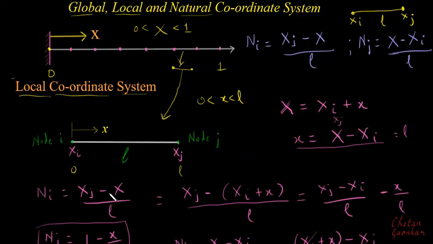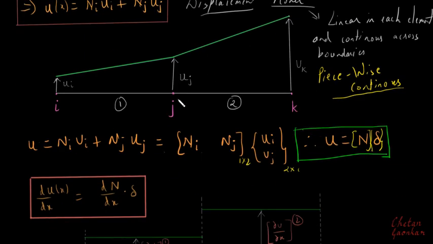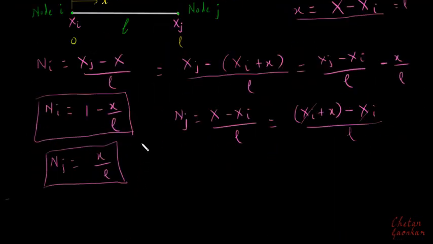And then if I check those three properties of the shape functions, we'll see that these shape functions obey all those properties. That is, the sum of the shape functions should be equal to 1, which can be observed very well, that minus x by L and plus x by L will get cancelled if I add them up, and I'll get the sum as 1. The derivative of the shape functions should be equal to 0. Again we can appreciate that this will be minus 1 by L, this will be plus 1 by L, and minus and plus 1 by L will become 0.